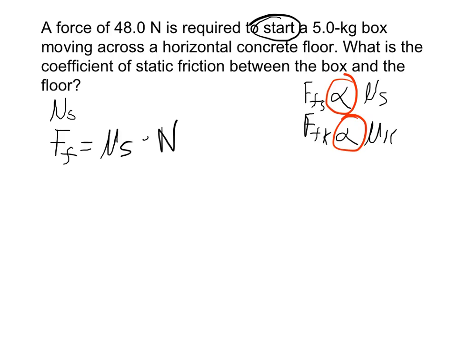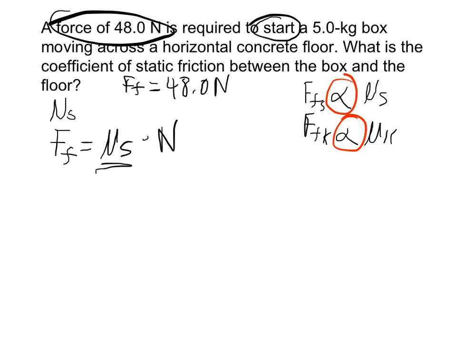What is the coefficient of static friction? So we're solving for mu s. What is the coefficient of static friction between the box and the floor? Okay, so they gave us our force. This is FF. So FF, our force of static friction, is going to be 48 newtons because whatever that person had to push had to balance static friction, and so they had to push 48 newtons, meaning they balanced another force of 48 newtons. Left forces equal right forces.